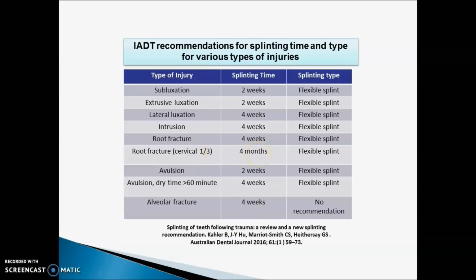It is the highest period for splinting. If there is avulsion, the splinting time is 2 weeks. If the avulsion condition is very bad, like dry time more than 60 minutes, the splinting time will increase to around 4 weeks. For alveolar fracture, the splinting is 4 weeks. And please remember, nowadays we always go for flexible or semi-rigid splinting. So please note this recommendation for splinting time in various types of injuries.